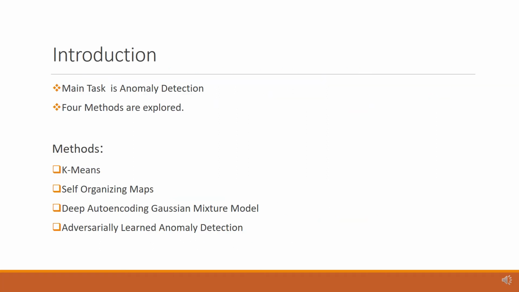So, our main task is anomaly detection, and we explore four methods. The methods are K-means, SOM, self-organizing maps, deep autoencoding Gaussian mixer model, which we refer to as DAGMM, and then the last one is adversarially learned anomaly detection, which we refer to as ALAD. In the next slide, we will describe the dataset, and after that, we will describe all the four methods.